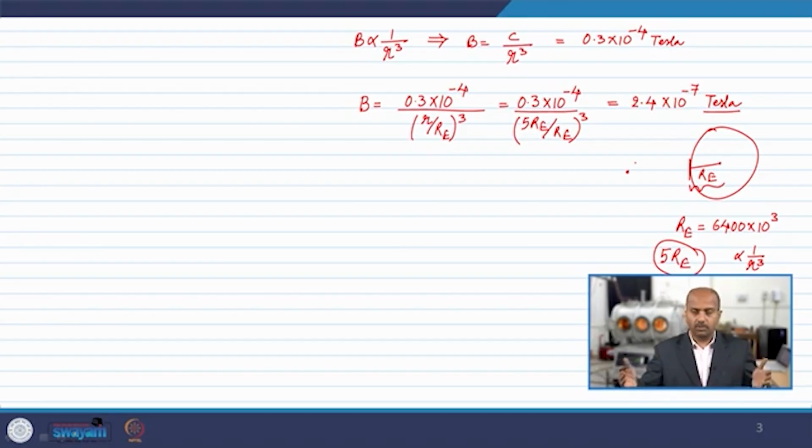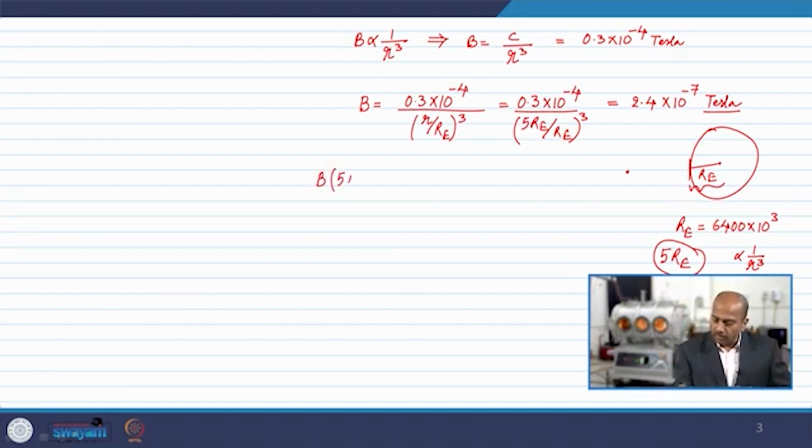It is a linear proportion generally, but what we are given is it does not fall off linearly. We cannot use the simple proportionality here, because we are given that the decay is not linear, rather it is 1 by r cube, right. So, what is this? This is the magnetic field available at 5 RE.